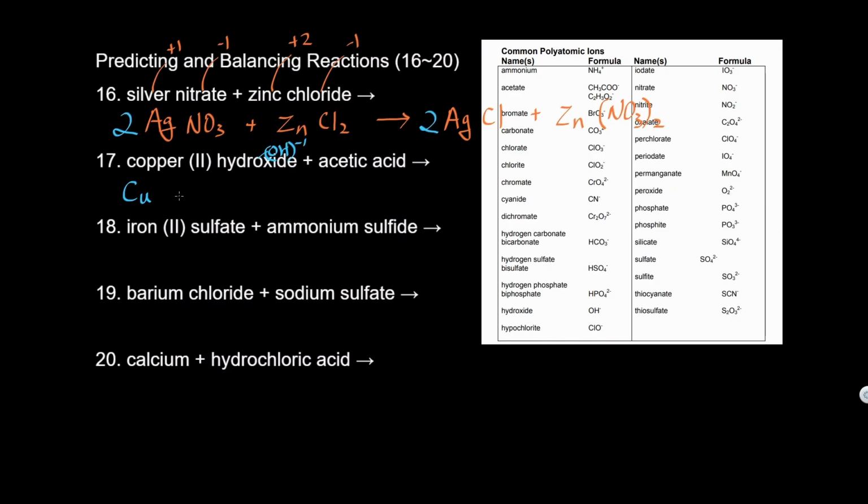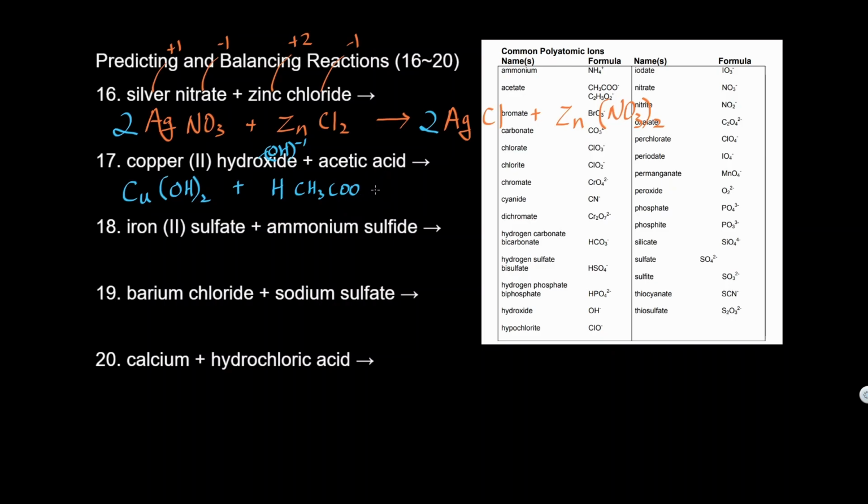Cu with hydroxide is OH, but then we need 2 of them because the Roman numeral says it's got 2+ charge. And then acetic acid, well, there's 2 ways of writing acetic acid. The one on top, the one on the bottom. They're the same thing. Okay. So I'm going to write acetic acid. That's acetate, so you need 1 more H. So I'm just going to put H right there. I put only 1 H because acetate has -1 charge. So I'm just going to put CH3COO like that with no charge.